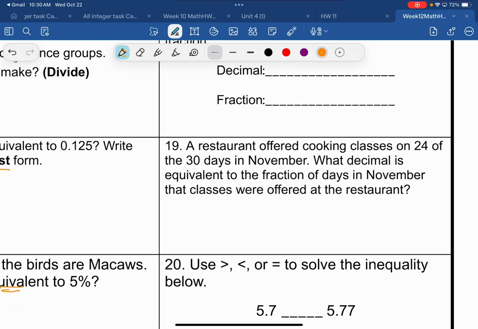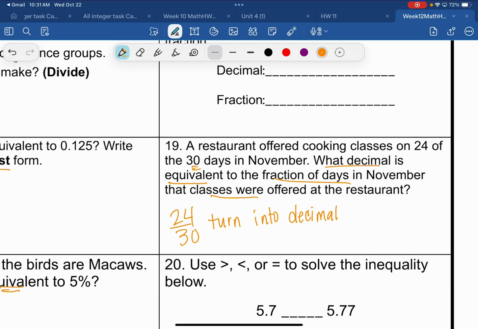A restaurant offered cooking classes on 24 of the 30 days in November. What decimal is equal to the fraction number of days in November that classes were offered? So 24 of the 30 days. You don't have to write this, maybe you do, to remind you, turn it to a decimal. That is not the answer.